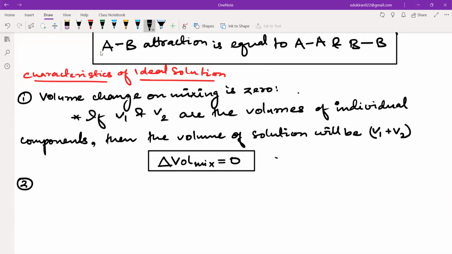Second is heat change on mixing is 0. That means there will be no heat required, or the net heat exchange in mixing will be equal to 0. Now, when AB attraction is equal to AA and BB, what is going to happen? The amount of energy you are giving in order to break the AA and BB bonds, and then you are forming AB bonds, the forces of attraction which is AB, both of these things are equal. So the amount of energy you're giving as input comes back as output, and the energy is being released.